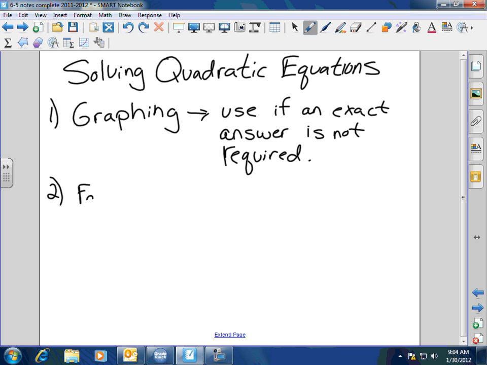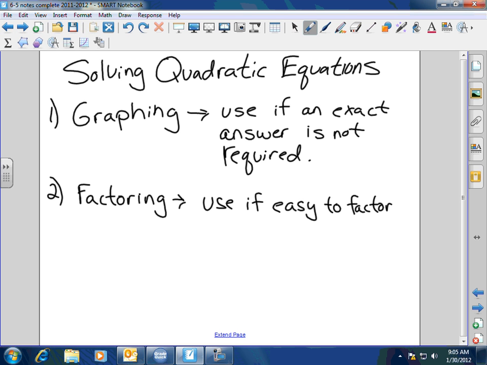Okay, 2, factoring. You can solve a quadratic equation by factoring. I love factoring. And I use factoring if easy to factor. And we have used a lot of skills on factoring. We know how to recognize perfect square trinomials, difference of squares, you know the Cuban method. So hopefully by now factoring is easy. If you could recognize it, use it. So use it if it's easy to factor, if it's recognizable to you.